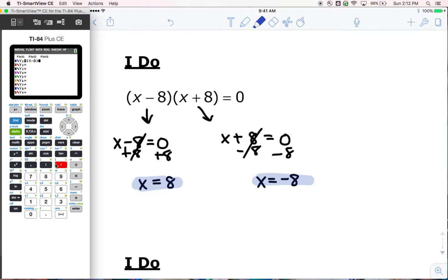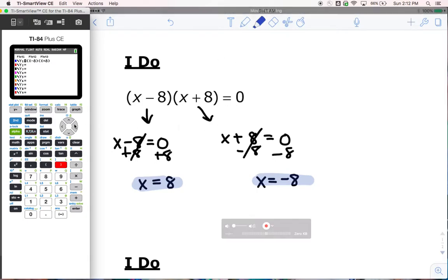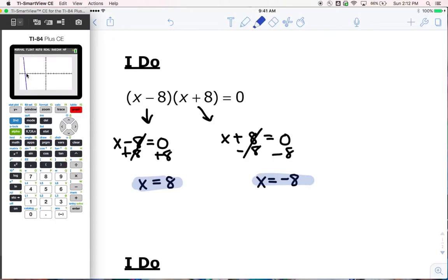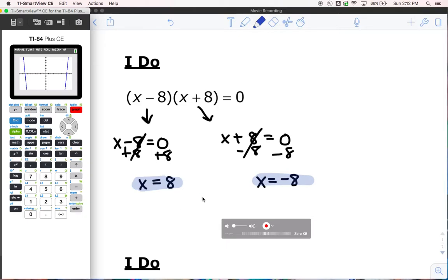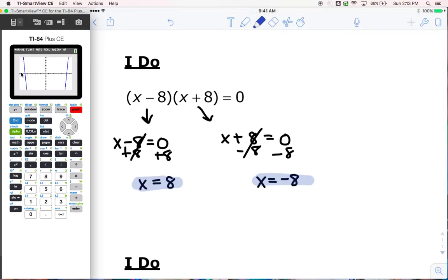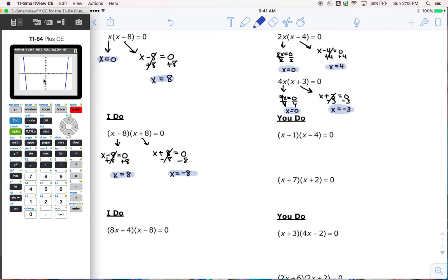We've got x minus 8, and we've got x plus 8, and I want to know where I have it equaling 0. So look at my graph, and I've got it here at -8, and I've got it here at positive 8, right? Check my two answers. Both of them, when you plug them in, give you a 0.